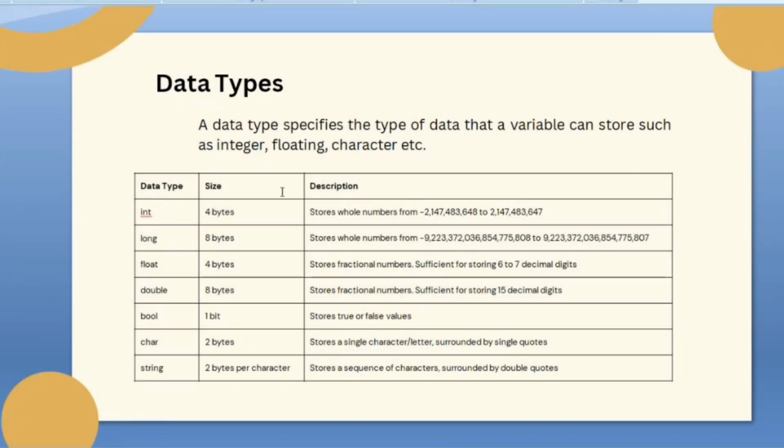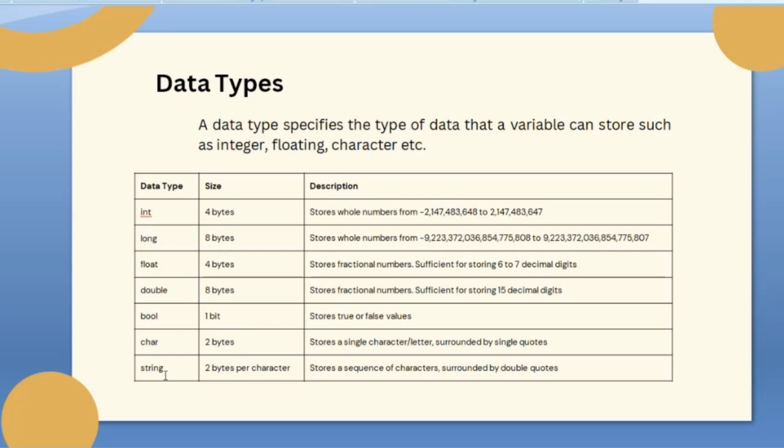So you can see here, a data type specifies the type of data that a variable can store, such as integer, floating, character, etc. So you can see here a list of data types are listed. One is integer, long, float, double, bool, char, and string. And each of the data types has a separate range, right? You can see here for integer we have a different range, right? At the right side in the description column, you can see the ranges are given. Integer has a different range, for long some high range is there, for float a little high range is there, right? So these are the data types we have.